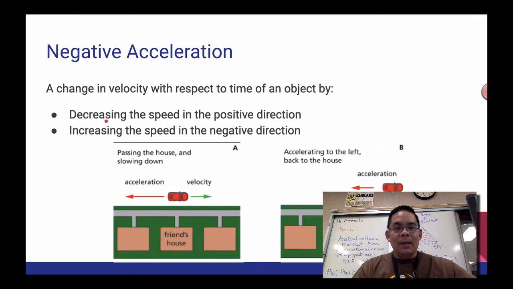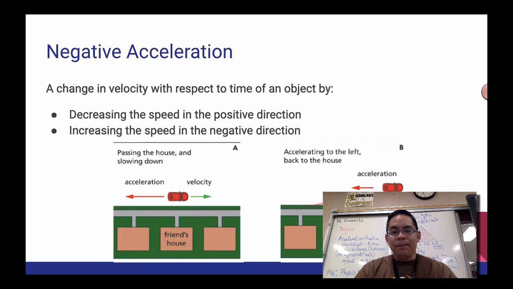And there's really two ways to actually handle this. You either have a decreasing speed in a positive direction, or you have an increasing speed in the negative direction. And what it really comes down to is you need to pay attention to which direction your acceleration is pointing and which direction your velocity is pointing. If your velocity is positive and your acceleration is negative, that means the object will actually slow down. This is where we talk about that decreasing speed in the positive direction.